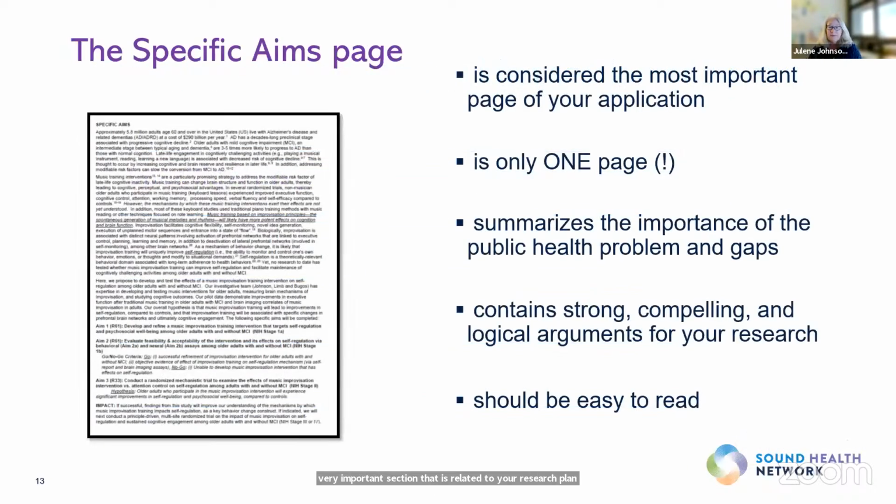So the specific aims page is considered the most important page of your grant application, and it's only one page. It should summarize the importance of the public health problem and the gaps that your proposal plans to address. It should also provide strong, compelling, and logical arguments for your research proposal. And it should be easy to read and understand. As I mentioned, the specific aims page can also be used to facilitate a discussion with your NIH program officer before submitting your grant.